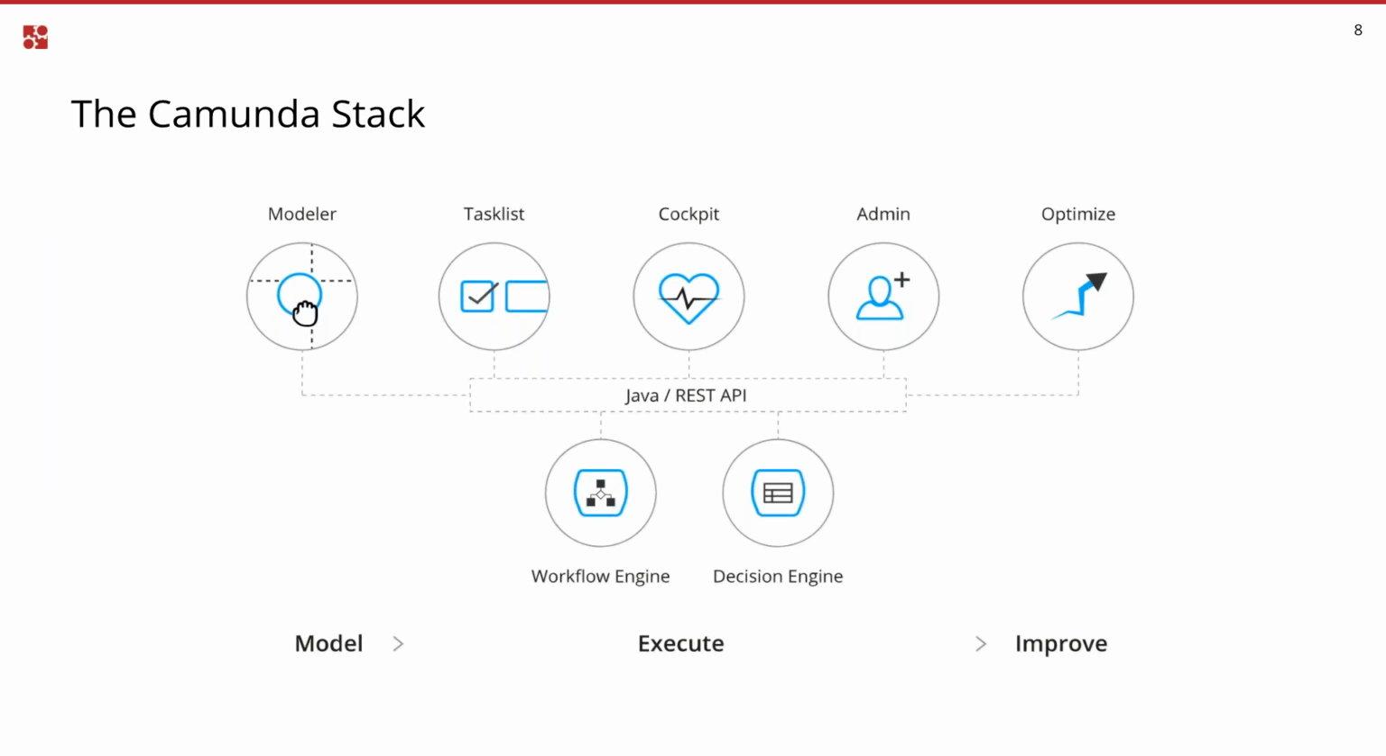So we have the modeler for creating process models and decision tables. We have task list as an inbox for your users in order to work on their tasks. We have cockpit for the technical operations, admin for administrating users and their permissions, and then we have Optimize for the aforementioned use cases. And all those applications obviously are integrated with the underlying execution engines for workflows and decisions. So this is how Optimize fits into the bigger picture.